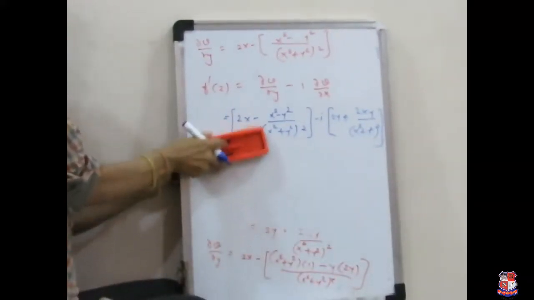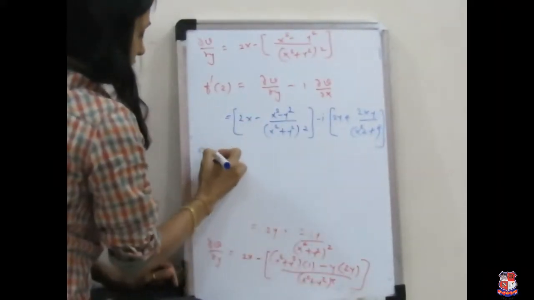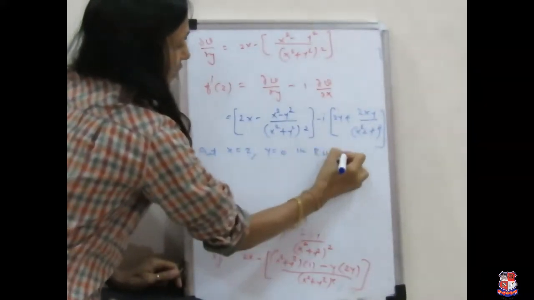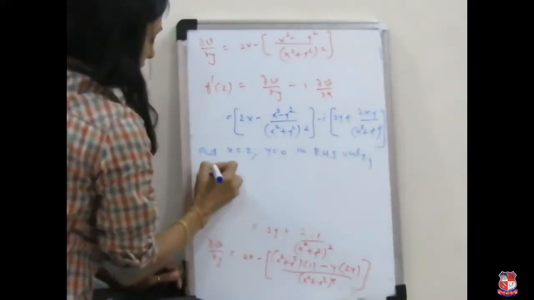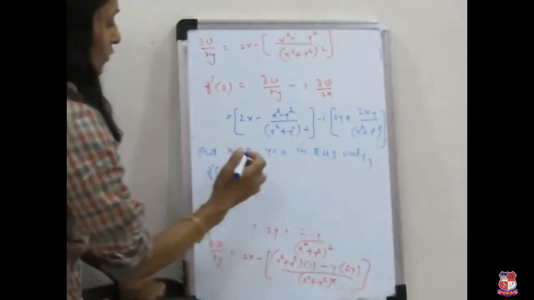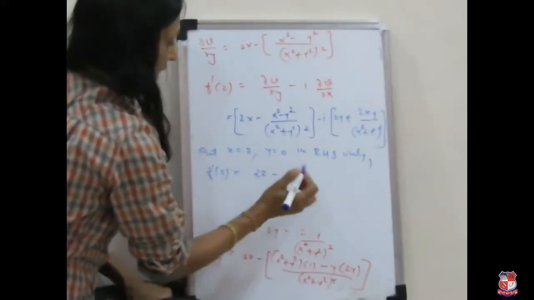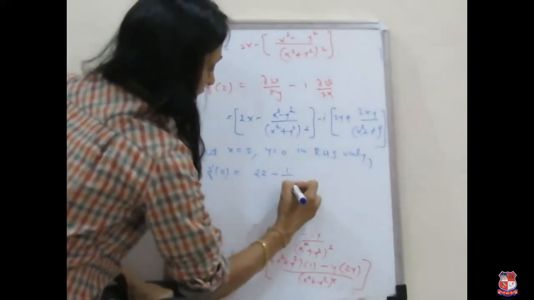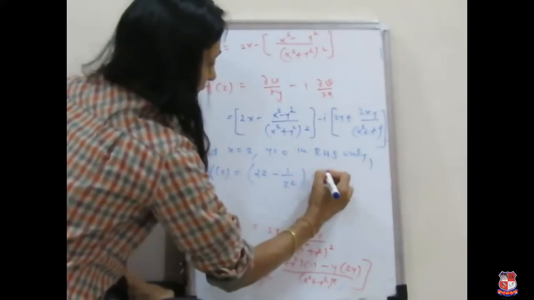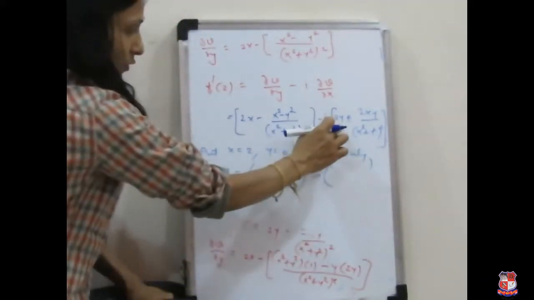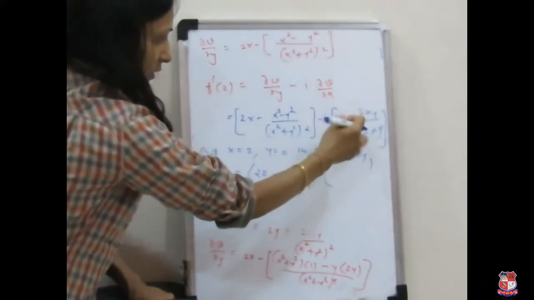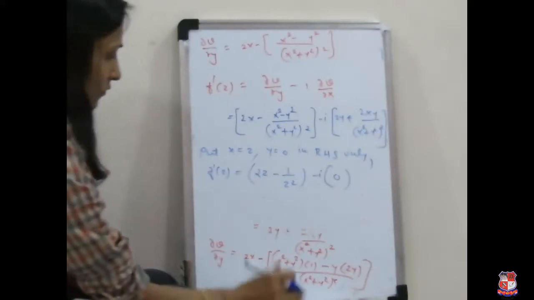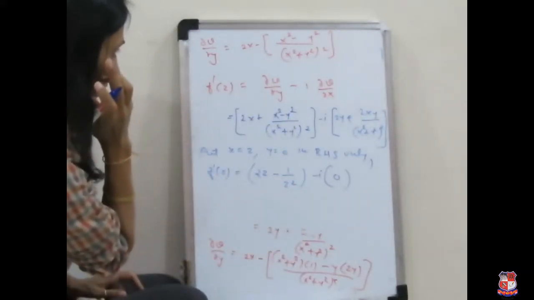Now put x is equal to z, y is equal to 0 in the RHS only. Then what is our f dash z? f dash z is equal to, put x is equal to z, that is 2z, z square minus 0 over z raised to 4, that is 1 upon z square, minus i, y equal to 0, that is 0. Here it will be 0, okay.